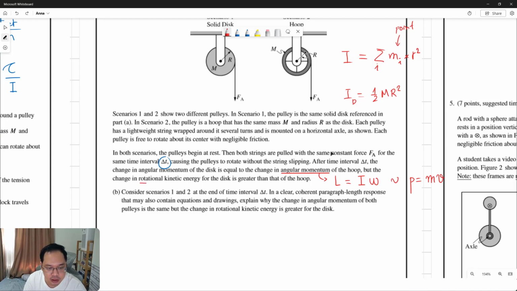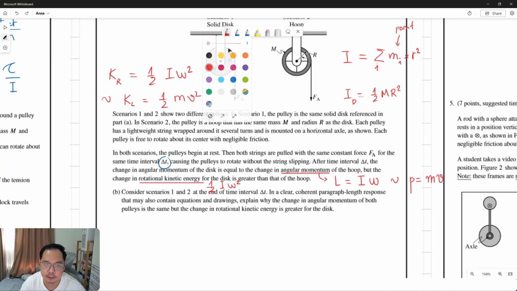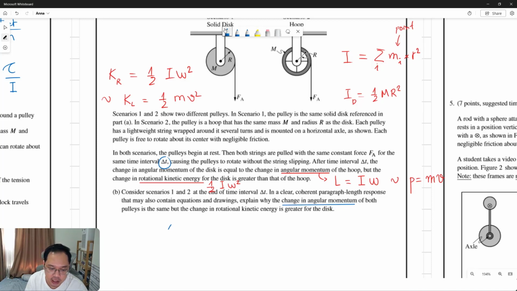The second concept is rotational kinetic energy. This rotational kinetic energy is 1/2 of I, moment of inertia, multiplied with the square of angular velocity. Again, I write that rotational kinetic energy Kr is 1/2 I omega squared, similar to the normal linear kinetic energy, which is 1/2 mv squared. The next thing we need to explain is why the change in angular momentum, and we're going to call this change delta L.